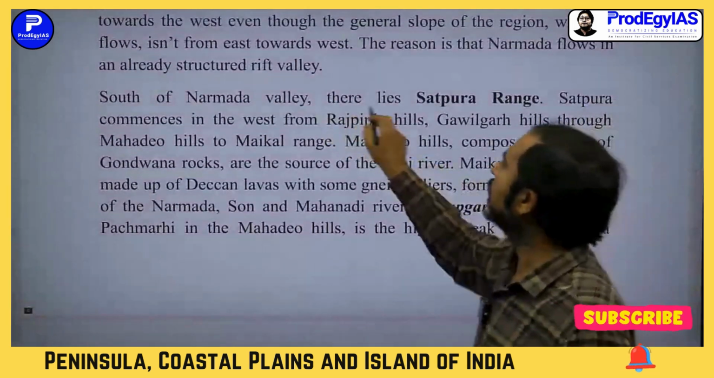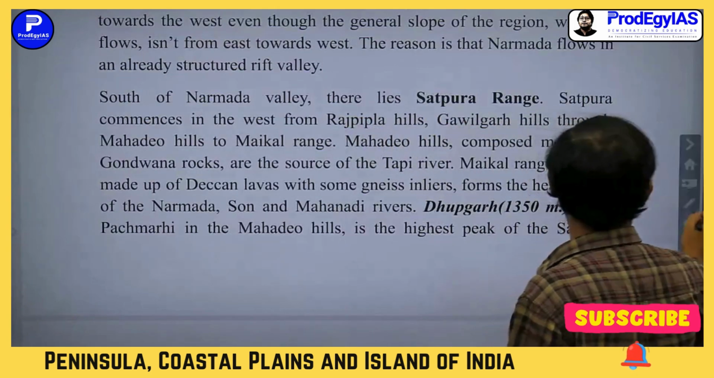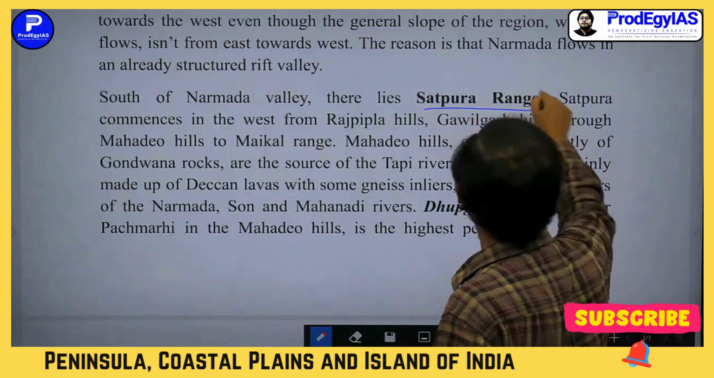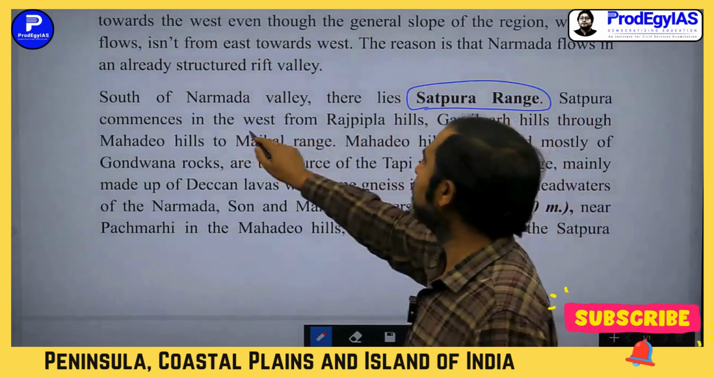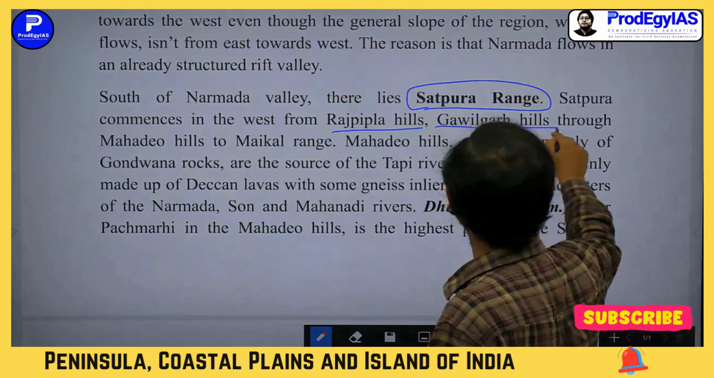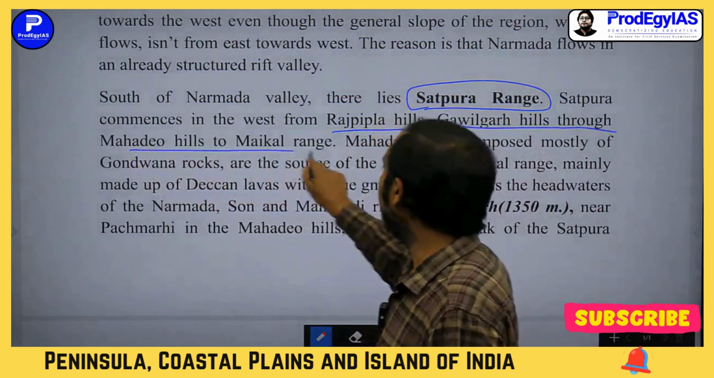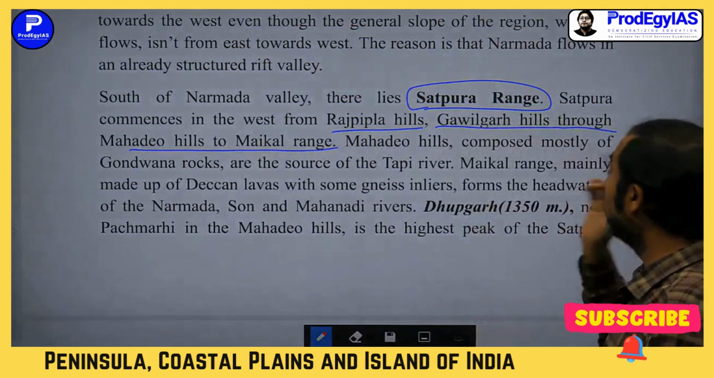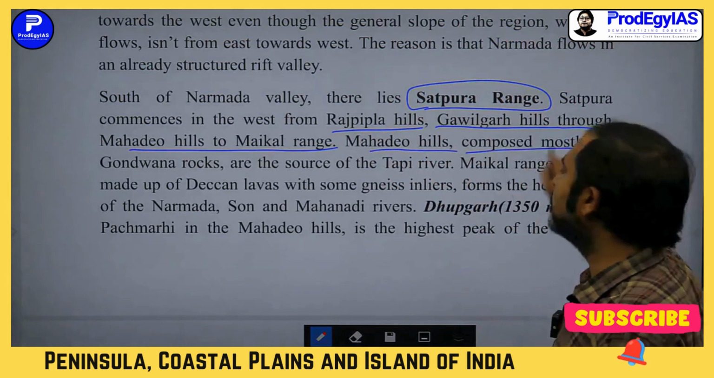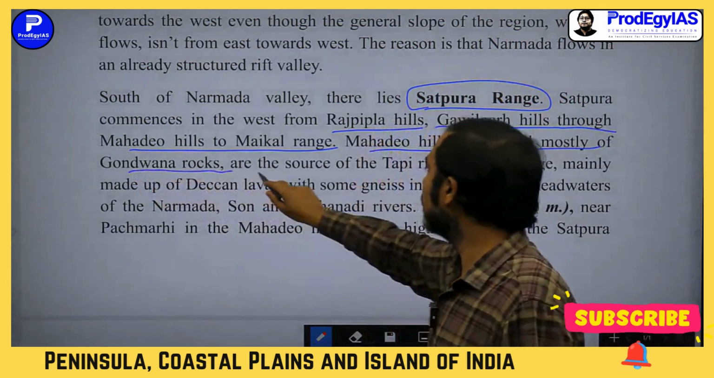So south of the Narmada Valley lies the Satpura range. Satpura commences in the west from the Rajpipla Hills, then Gavilgarh through Mahadev up to the Mekal range. Okay, the Mahadev Hills, composed mostly of Gondwana rocks, are the source of the Tapi River.